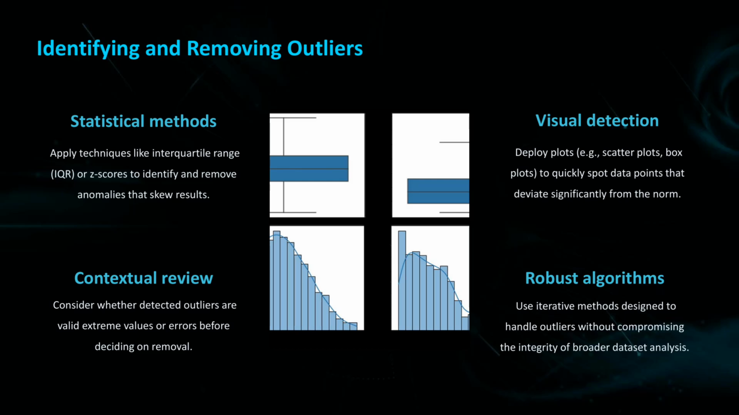Outliers can skew results, so identifying and addressing them is essential. Use statistical methods such as interquartile ranges or z-scores alongside visual plots like scatter plots and box plots to detect anomalies, and always perform a contextual review to decide if an outlier reflects a real extreme case or an error, while considering robust algorithms when removal isn't appropriate.